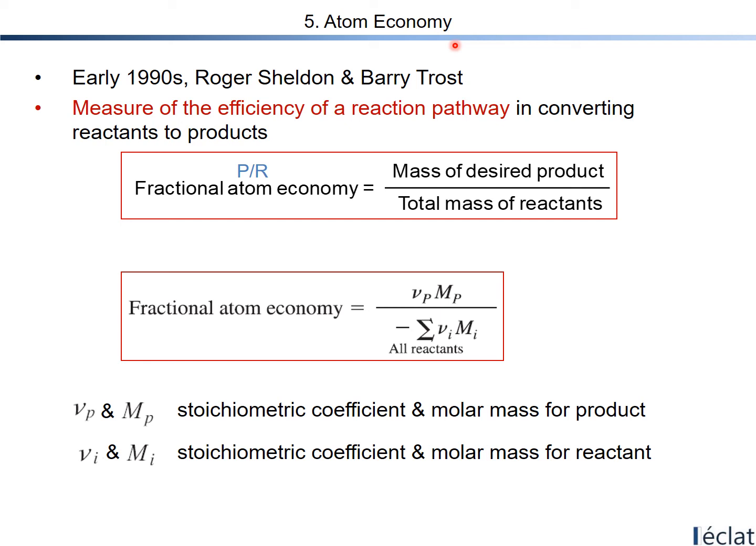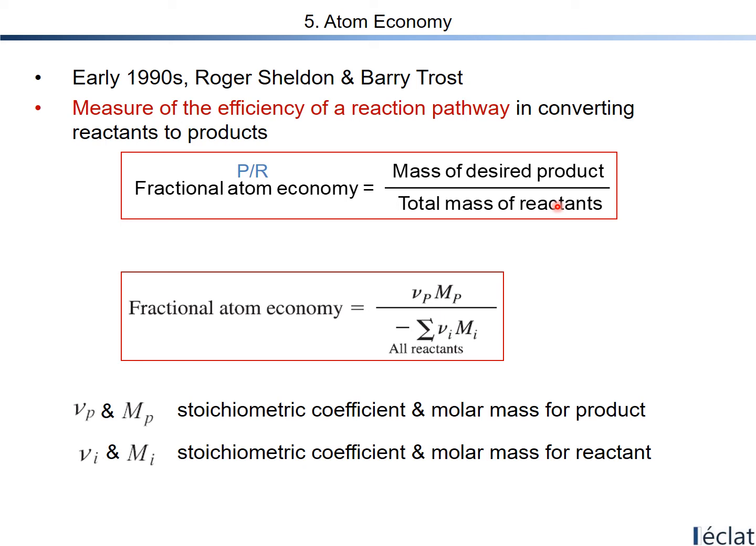So, here is the definition of the atom economy. Fractional atom economy is equal to desired product per all reactants. So I can say this parameter is the PR ratio. Actually, this PR ratio is the inverse of the RP ratio you have learned from the previous section. However, there is one more difference.